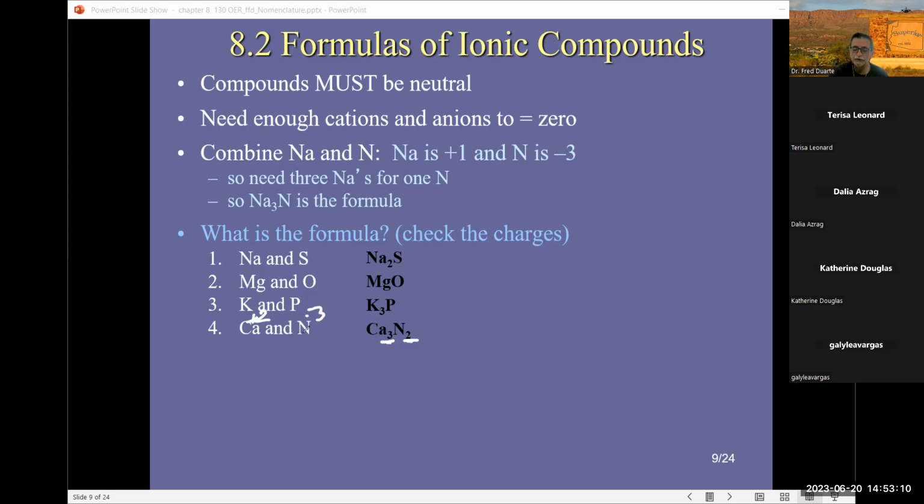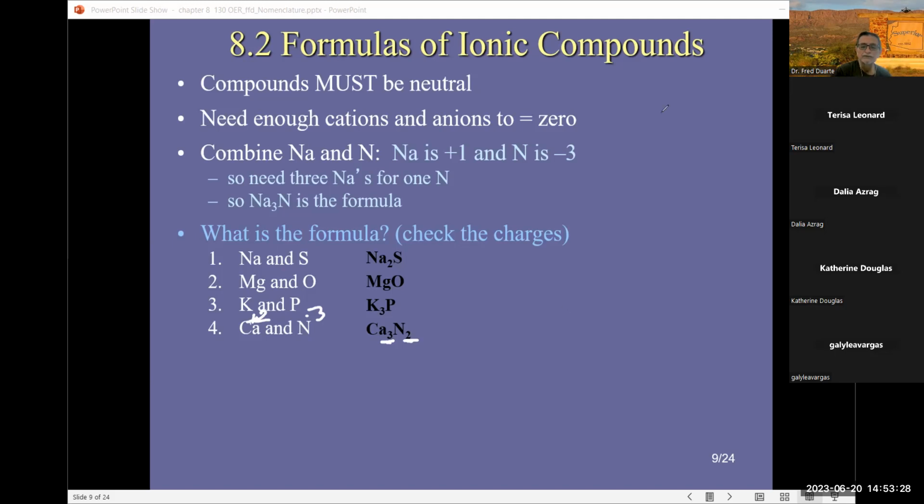Okay, that's a nice little tool that you can utilize to help you. But if you don't see that, don't do it until you're comfortable. Right now, find a common number and just proceed with the formula. So that is the formula for, again, calcium nitride.